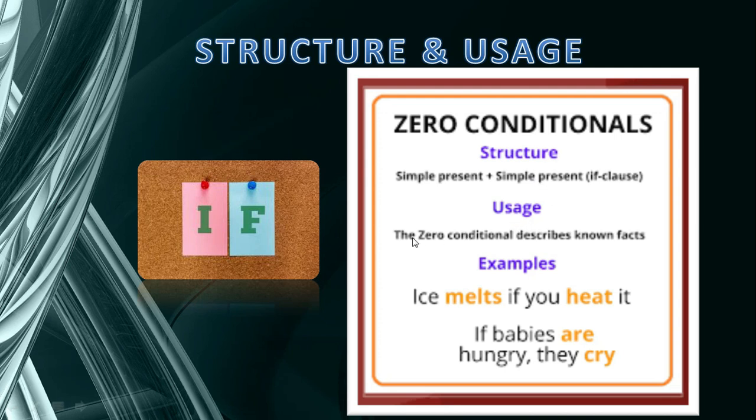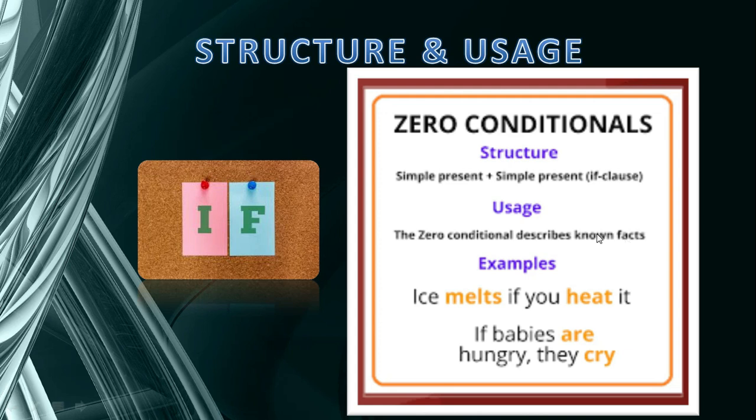Look at the usage. The zero conditional describes known facts. Known facts means universal facts. You know that if you are sitting in Pakistan, if you are sitting in America, or if you are sitting in Saudi Arabia, the same thing applies everywhere. The facts are the same. You cannot change the facts.